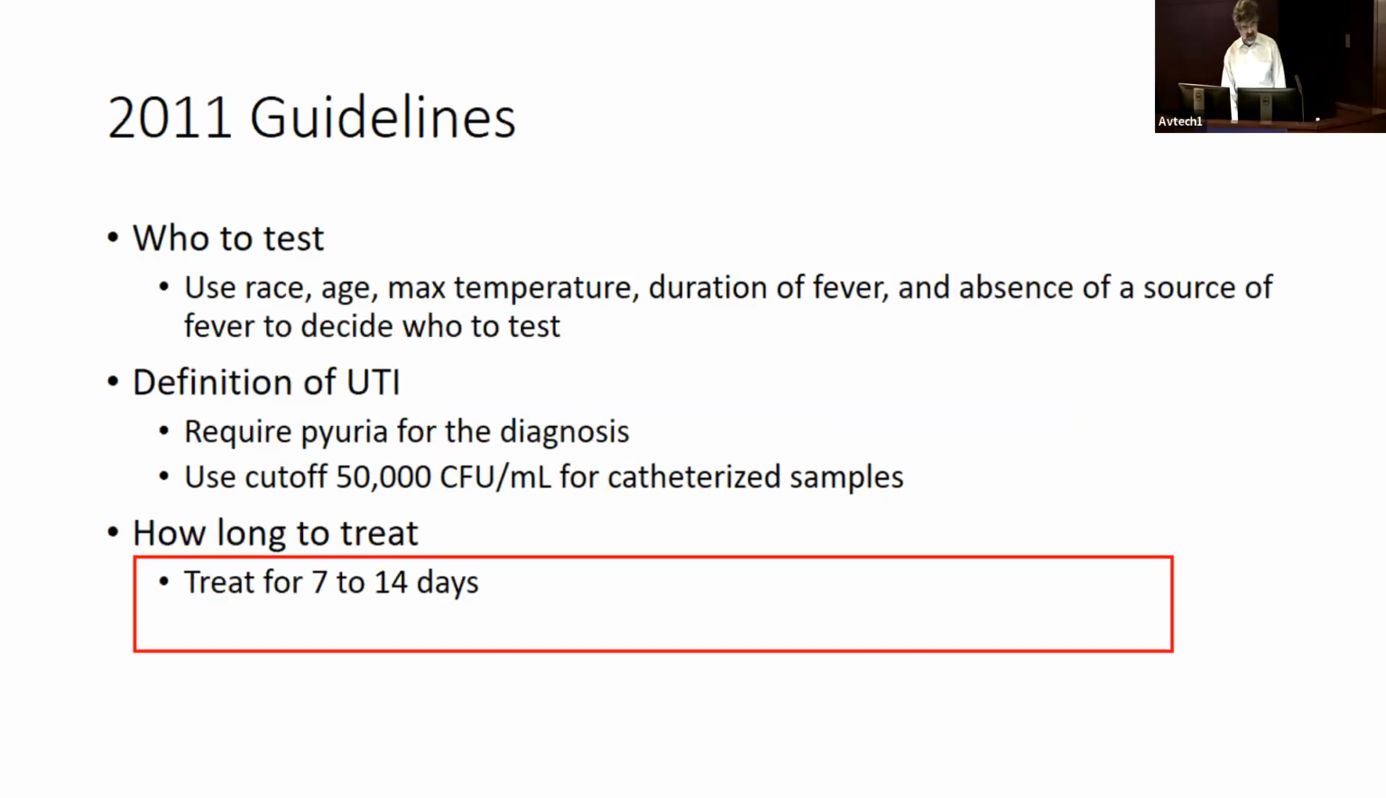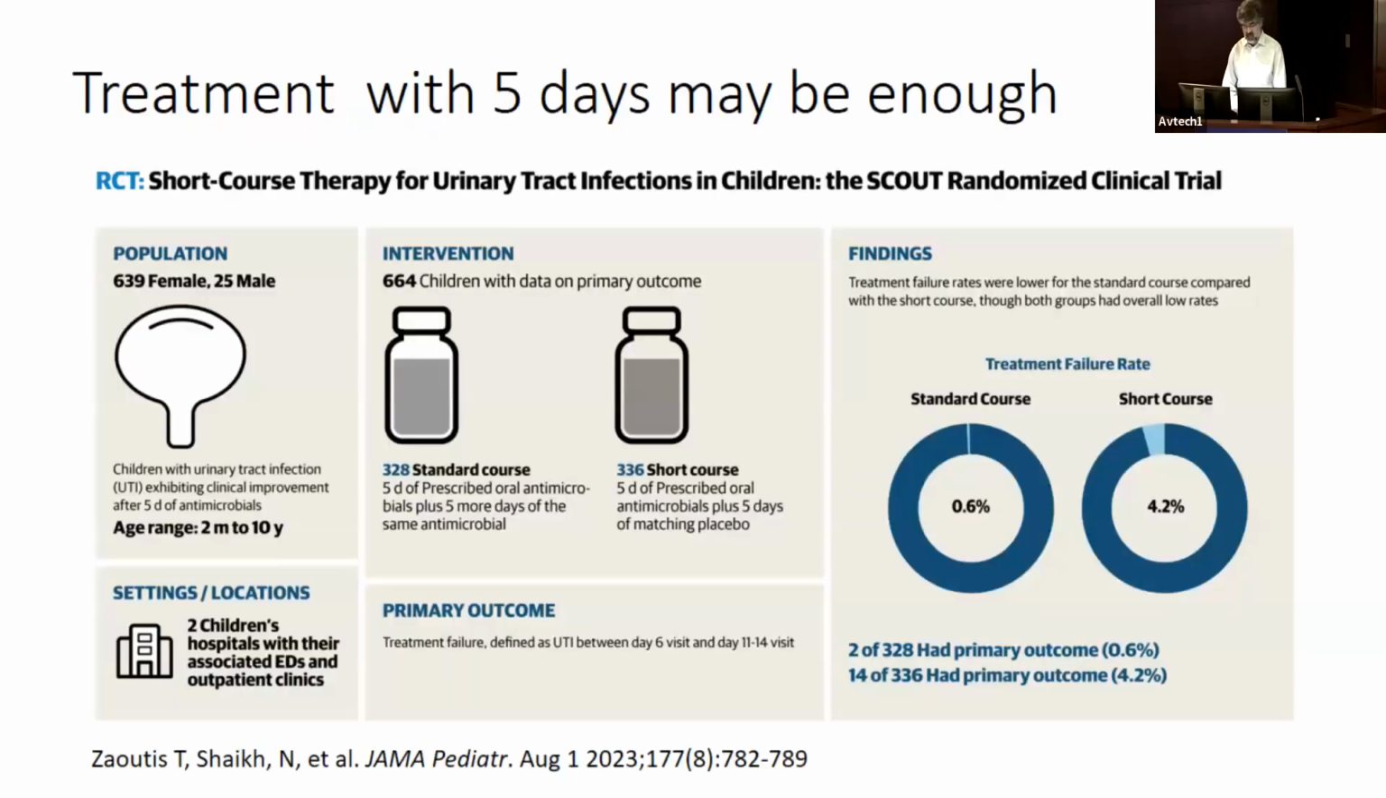The last thing on the UTI guideline was duration of treatment. They said treat for 7 to 14 days. And 2 new studies have been published since then. The first one is the SCOUT study. This was a randomized controlled trial, double-blinded study, which had 664 children. It included 635 females and 25 males. It was conducted at Children's Hospital Pittsburgh and Children's Hospital Philadelphia.